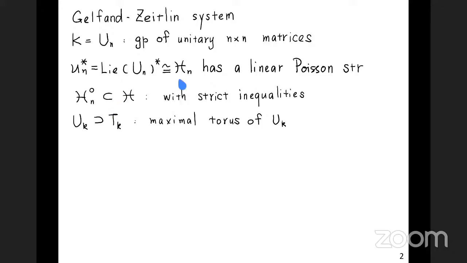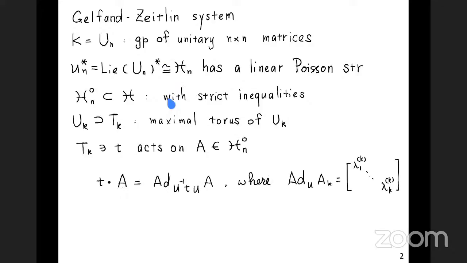Actually one can identify the space Hn and the dual of u(n). So it means on Hn we have a Poisson structure. More than that, the maximal torus of U(k) acts on this space as well. How does the action look like? We take an element in the maximal torus, which is diagonal matrices. We first pick some element U in U(k) such that it diagonalizes Ak. Ak is part of A, the other part we don't care about, but we diagonalize Ak.